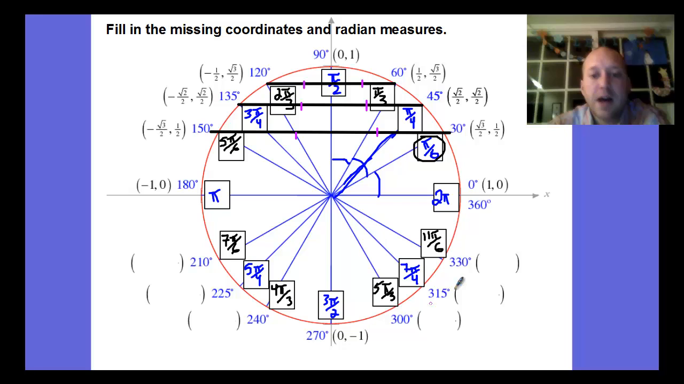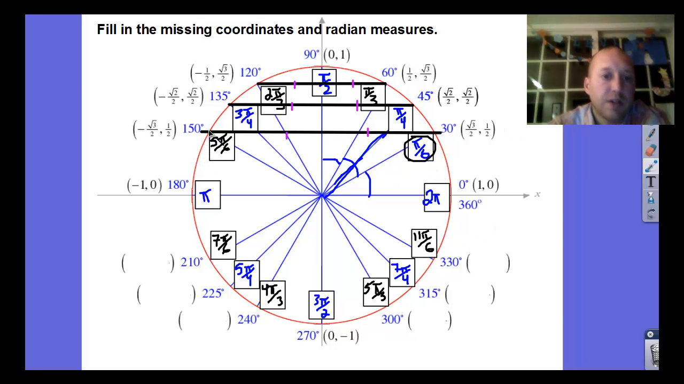Now how to get the bottom values right here. These are just reflections from the top. I take this value and I reflect it down, straight down vertically. So I take this point and I move it down here. What's going to happen? The x value stays the same, I'm just going straight down with that point. But the y value is going from positive 1/2, flipping it over the x-axis, becomes a negative 1/2.